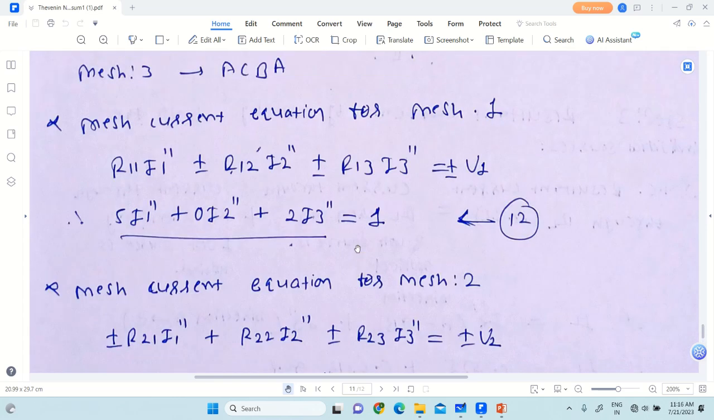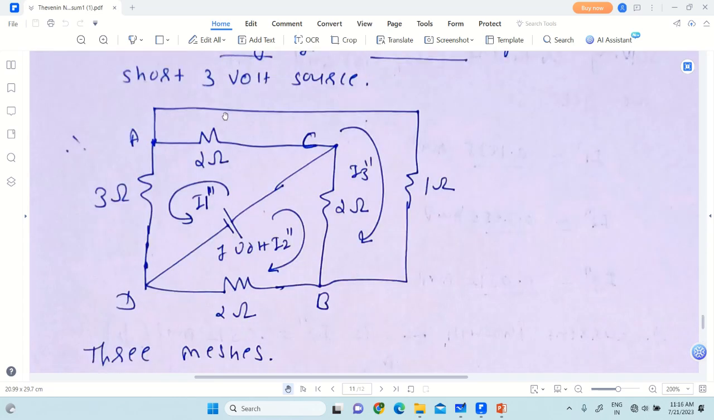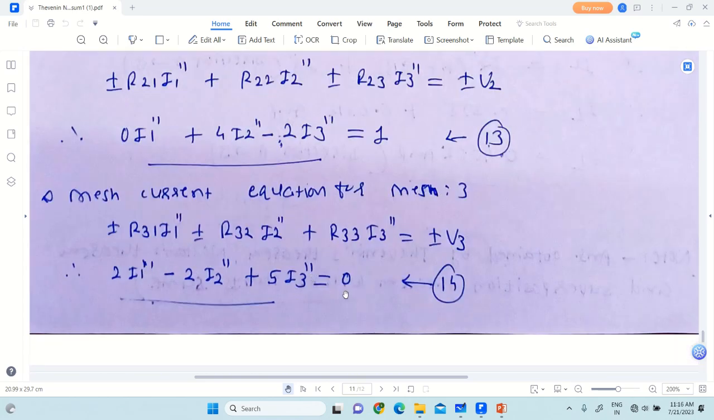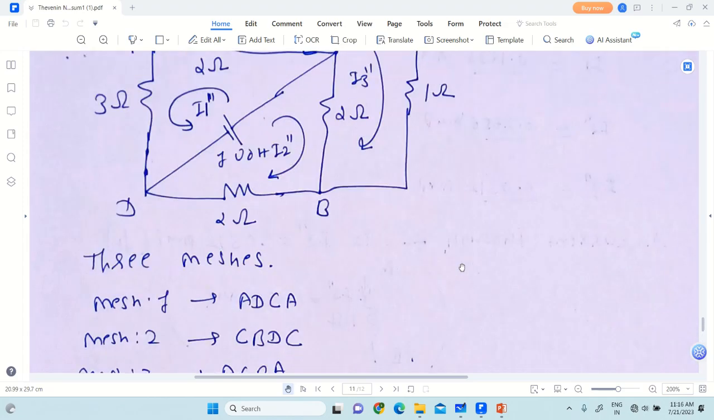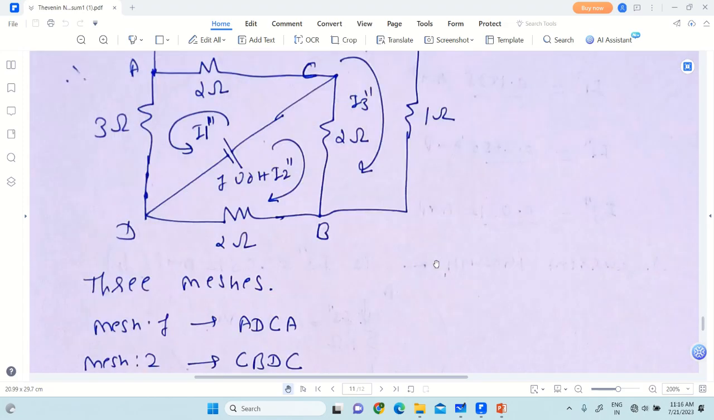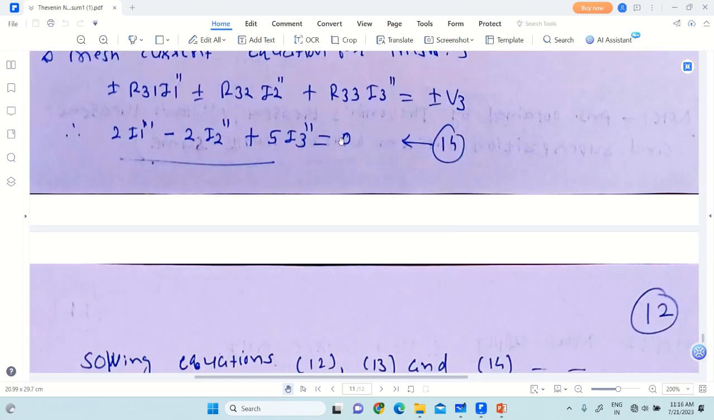this is the main diagonal, so always plus. Sum of the resistances in third mesh, mesh number 3. So it is 1 plus 2. So 3, 3 plus 2, 5 I3 double dash. It is equal to plus or minus V3. Sum of the voltages in third mesh. There is no voltage source, so it is 0. It is 0. So equation number 14.